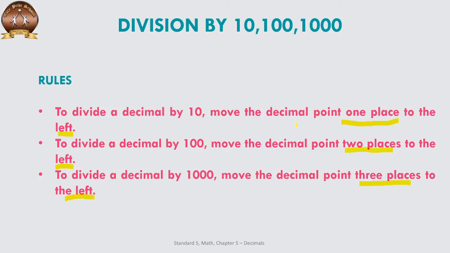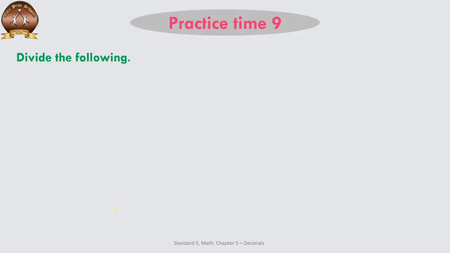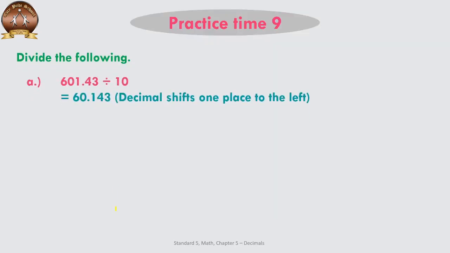We multiplied by 10, we moved towards the right. But for division by 10, we move the number of places equal to the number of zeros towards the left. Let us divide the following. We have the first example as 601.43 divided by 10. There is only one zero, so we are going to shift one place to the left and the answer will become 60.143.